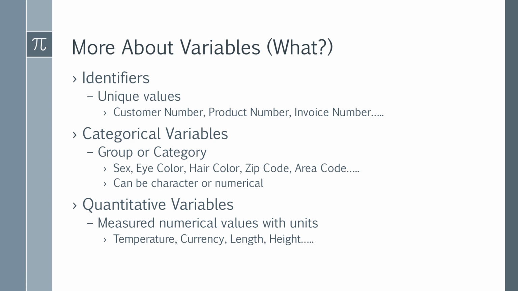The next one here is quantitative variables. Those are variables that are measured with numerical values, and they also have a unit. So temperature, currency, length, height, or anything else, it's going to have a number and a unit associated with it. When I say unit, think of temperature. It could be either Celsius or Fahrenheit. Currency could be in dollars or euros. Length and height could be feet, centimeters, inches, millimeters, something like that. There's some type of unit associated with that number.